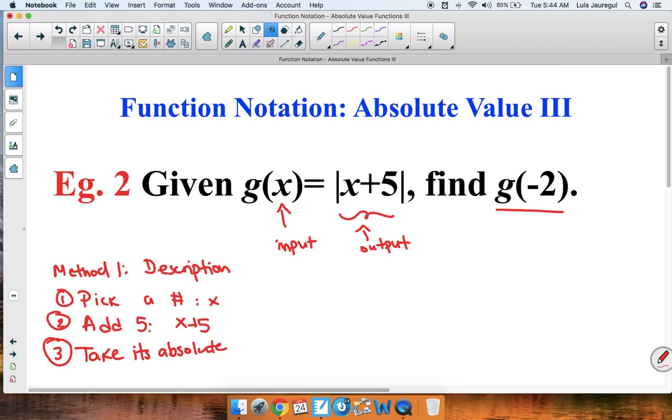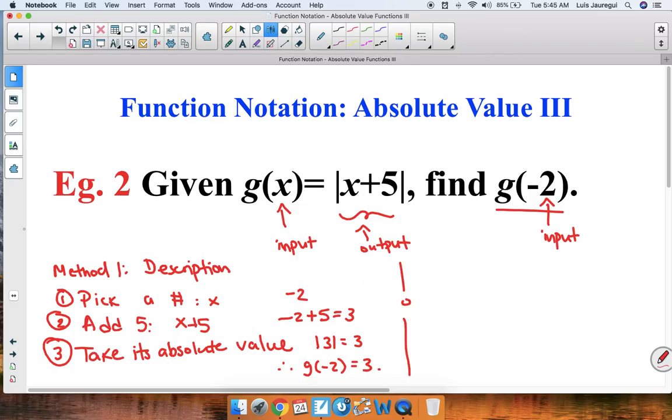Now, these are the steps that we need to generate g of x. However, in our particular case, the input is now negative 2. So when it's time to pick a number, let's say we picked negative 2. Now, we're going to add 5 to it. So we have negative 2 plus 5, which gives you 3. And then you take its absolute value. So the absolute value of 3 is equal to 3. Therefore, we can say that g of negative 2 is equal to 3.